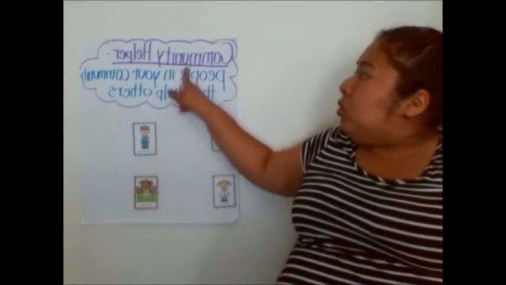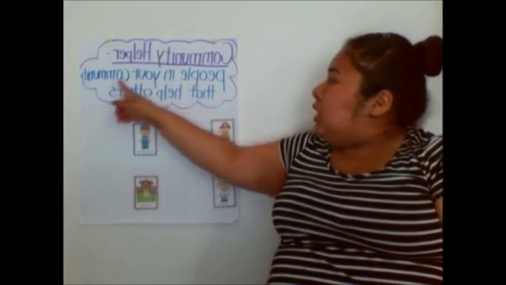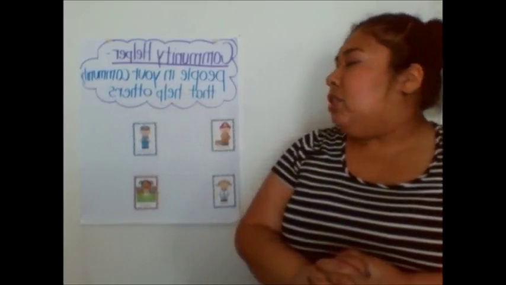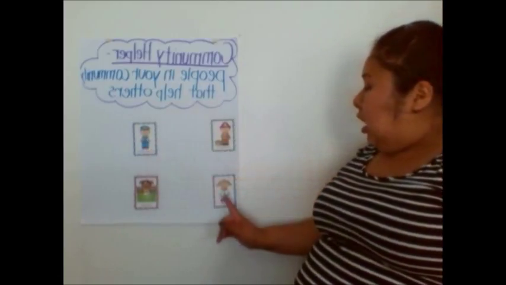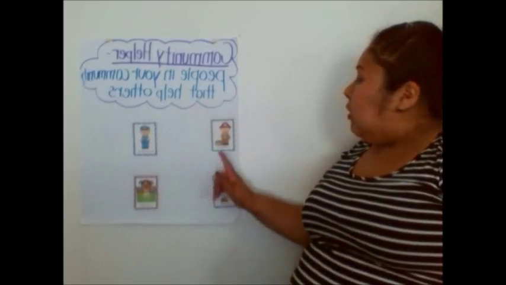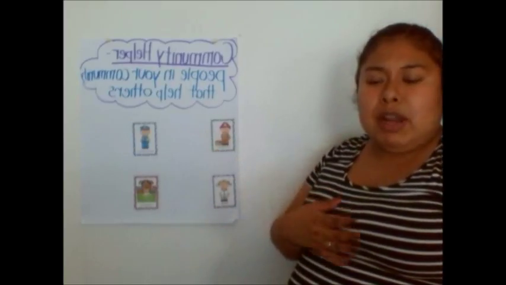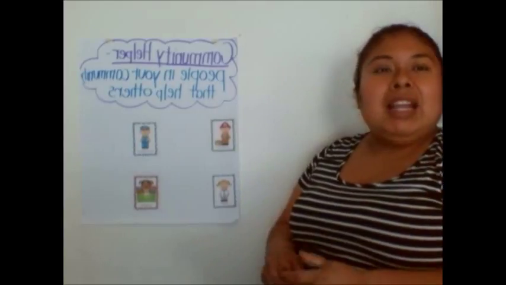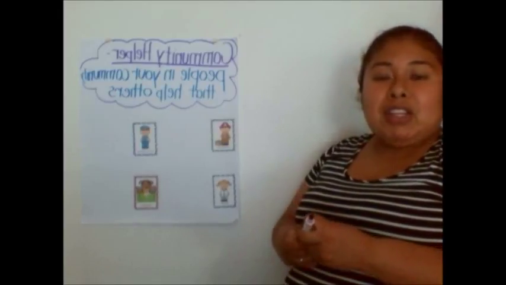Up here is the title, community helper. A community helper is people in your community that help others. There are different types of people that help others. Ms. Gonzalez has put firefighter, police officer, doctor, and librarian. For a firefighter, we're going to come up with what a firefighter does, and Ms. Gonzalez is going to write it. Who can tell me what a firefighter does? You're right, Susanna. A firefighter helps put out fires and keeps us safe.